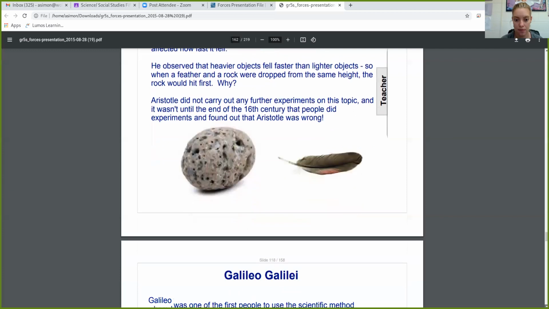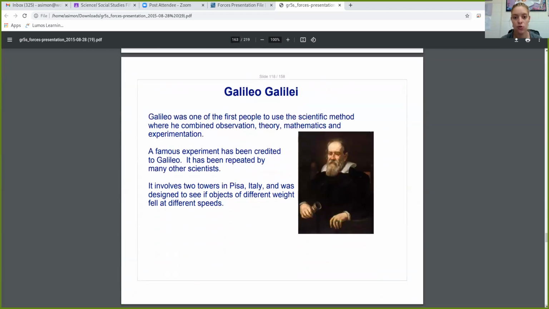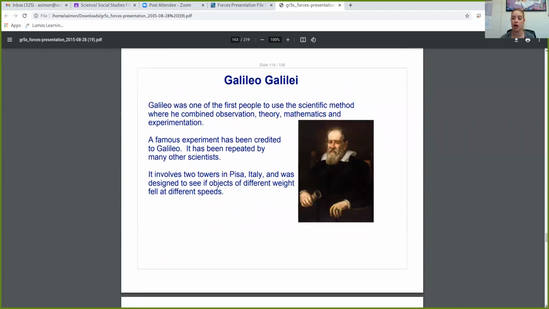All right, moving on. Tomorrow, guys, we'll get into this other scientist, Galileo, who actually performed the experiments and figured out why the rock fell faster than the feather. It had nothing to do with the rock's actual mass. Galileo is going to be different than Aristotle because Galileo is actually going to do experiments where Aristotle did not.